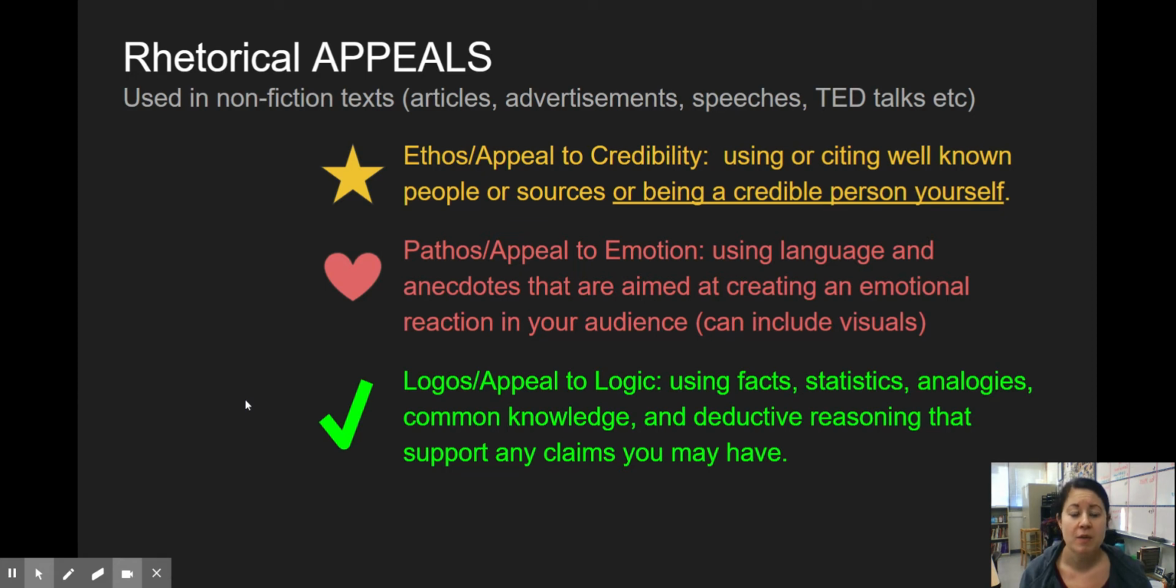Just a quick reminder of the rhetorical appeals, and I have the slideshow linked for today. So if you need to slow down and look at these again, you can certainly pull that up and go through these slides.